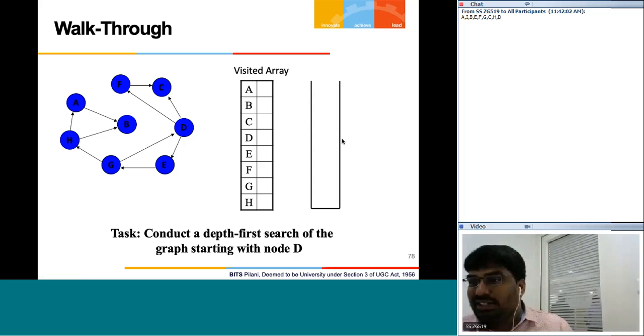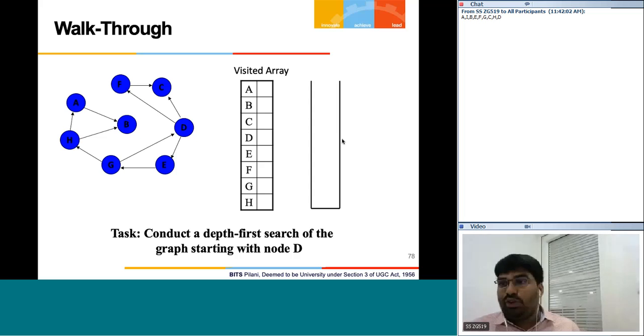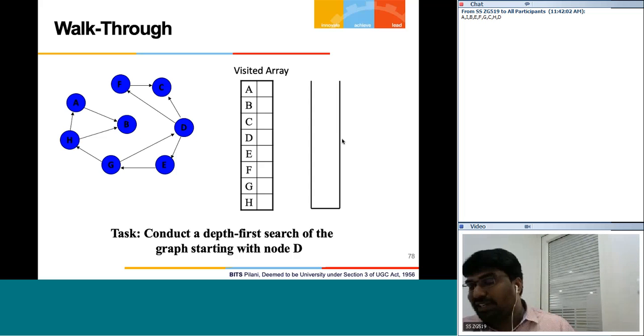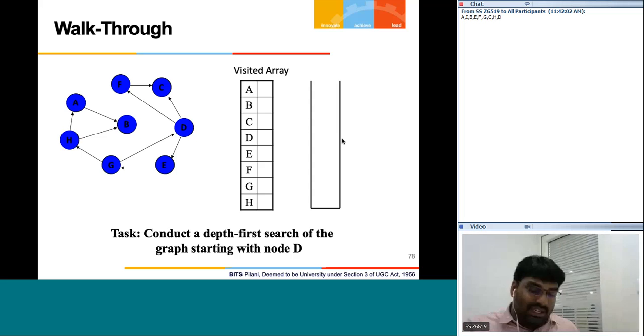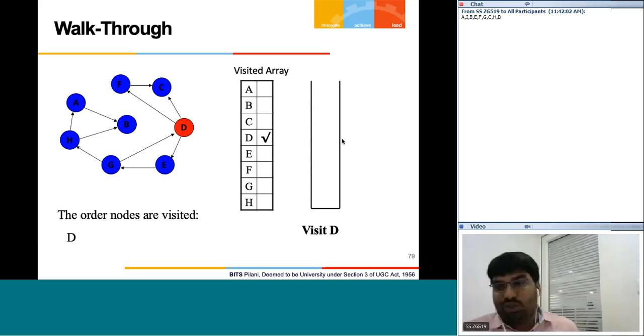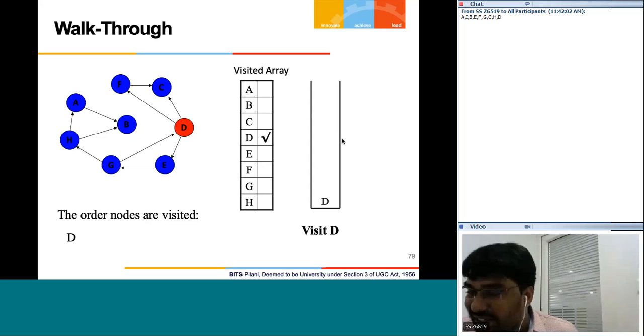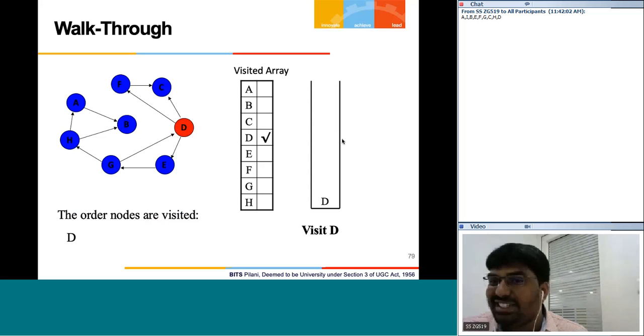Just let me finish the depth first. BFS will use a queue and DFS will use a stack. Absolutely correct. If you are using a stack data structure, your outcome is always DFS. If you are using a queue data structure, it is always BFS. Now the start node is D. I have mentioned here D to be our start node. Yes, it's a directed graph. To make your problem a little easier, we decided to use a directed graph.